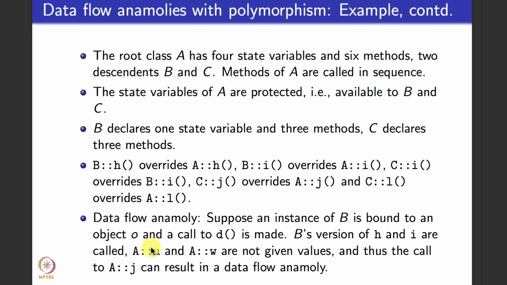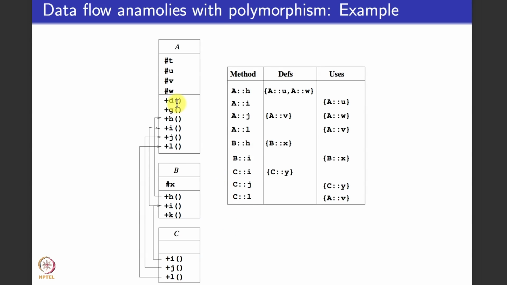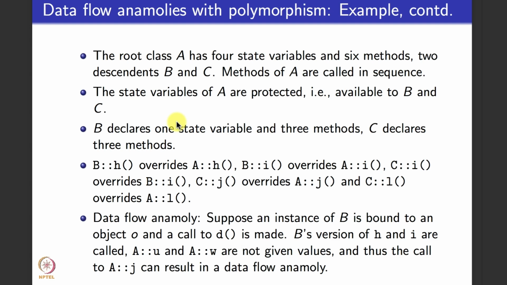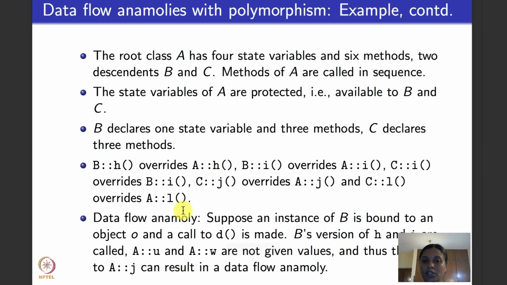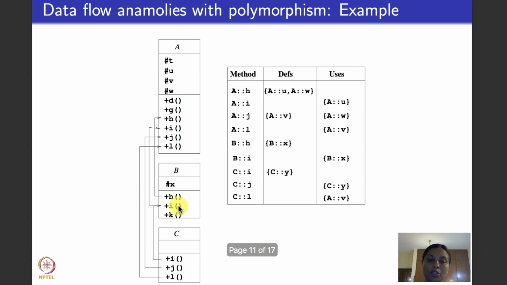Here is the anomaly. Suppose an instance of B is bound to an object O, and let's say a call to D is made. Right? Now, what will D do? D will call G, G will call H. But which version of H is called? B's version of H is called, right? B's version of H is called, which means what? B's version of H and B's version of I is called. If B's version of H and I is called, then you look at it here. B's version of H, what is the variable that it defines? It defines the variable X. B's version of I defines nothing.